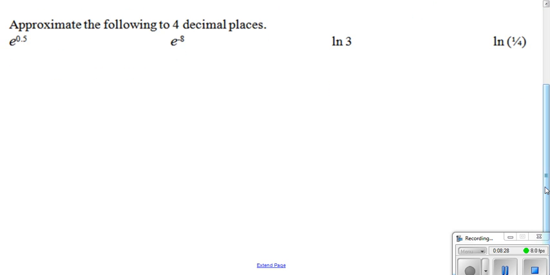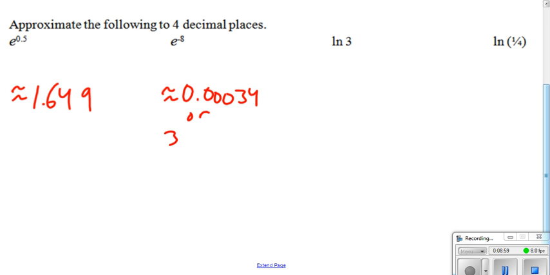So if we needed to approximate the following values to 4 decimal places, again, you just plug these right into your calculator. So if we did e to the 0.5, that one's going to come out to approximately 1.649. e to the -8 would be approximately 0.00034, or in scientific notation, we'd write it as 3.355 times 10 to the -4th. It looks a little bit different because it was rounded differently.